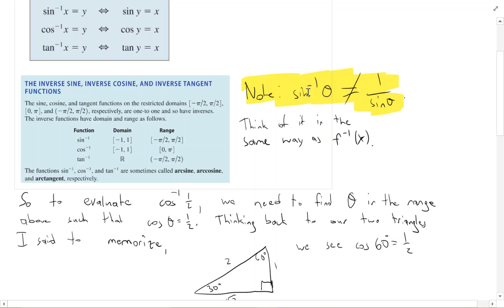This is sine inverse, so it's not the same as 1 over sine. Remember, 1 over sine, as we learned in the last section, is the same thing as cosecant, right? So sine inverse is not 1 over sine. So do not make that mistake, even though it's kind of that notation.